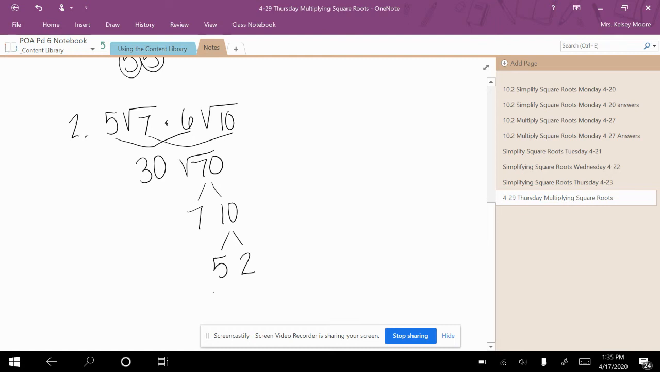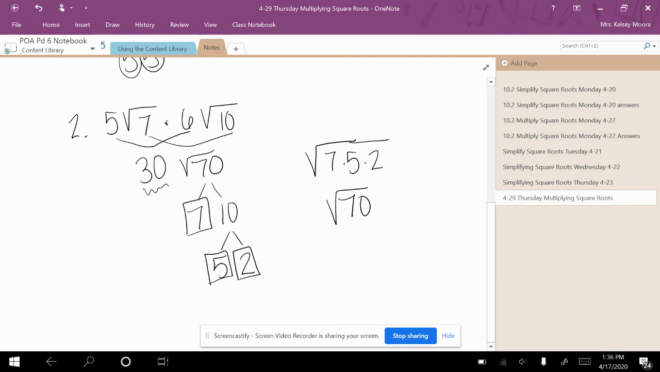Now looking at this one, you don't have any pairs. So all of these numbers, the 7, the 5, and the 2, are going to get boxed. And all 3 of those numbers are going to go back underneath the radical. So you're going to multiply those together, the 7, the 5, and the 2. And you end up getting the square root of 70.